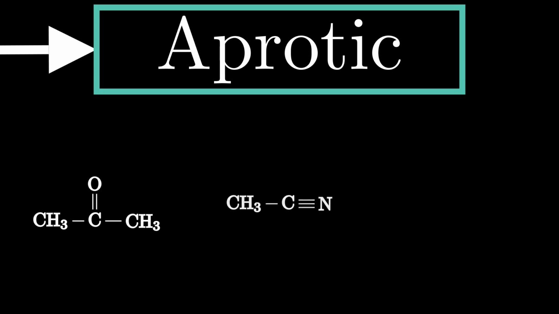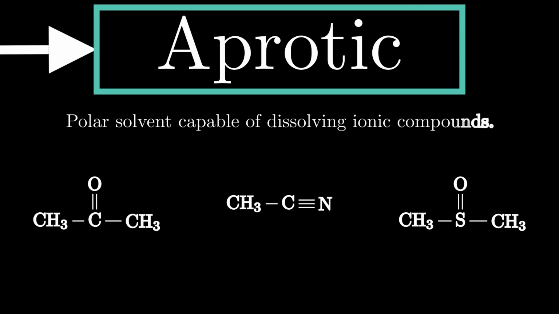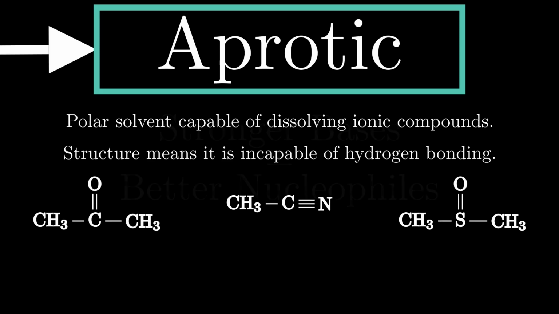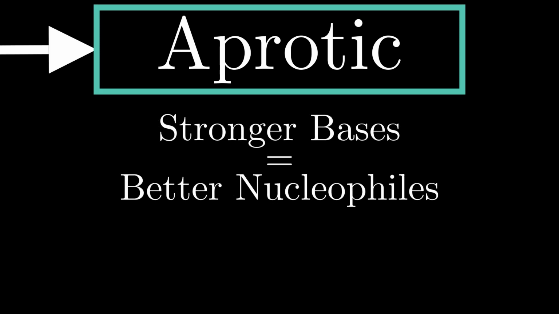The final type of solvent for now is called aprotic and includes acetone, acetonitrile, and DMSO. These are capable of dissolving ionic compounds, which may be the source of the halide in the first place, and as you can see in their structures, they do not have hydrogen bound to oxygen or nitrogen, and therefore will not interact via hydrogen bonds. Without those interactions, the strongest base is once again the better nucleophile.